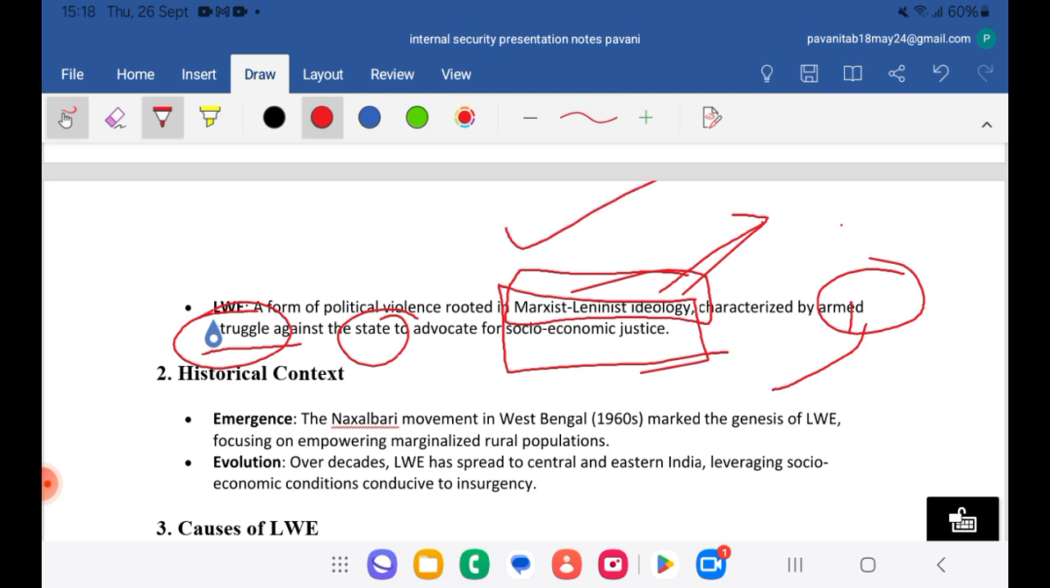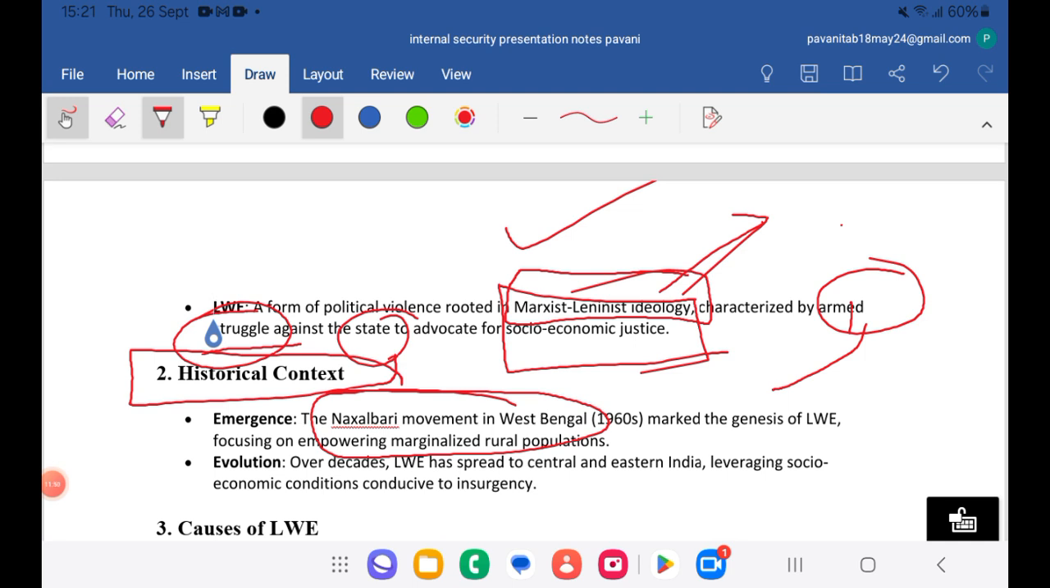Now we'll see the historical context. How it got developed is what we should understand now. So we'll see the emergence. The Naxalbari movement in West Bengal marked the genesis of left-wing extremism, focusing on empowering marginalized rural population. Now comes the question, what is this Naxalbari movement in West Bengal? So, in West Bengal, peasants started revolting against.